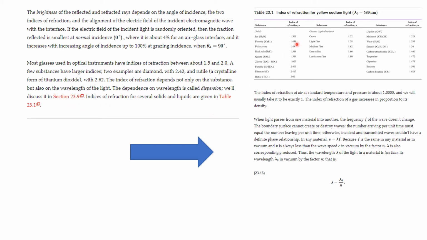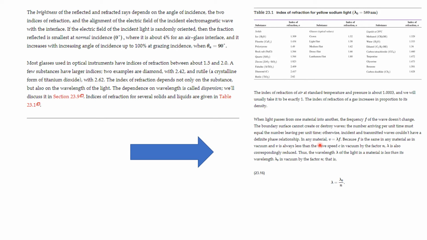And here is a table, and this is for yellow sodium light. That's the reference frequency. So lambda 0 here is equal to 589 nanometers, and you remember that a nanometer is times 10 to the minus 9th. Now, when light passes from one material to another, the frequency of the wave doesn't change, because the boundary surface cannot create or destroy waves. The number arriving per unit time must equal the number leaving per unit time. Otherwise, incident and transmitted waves couldn't have a definite phase relationship.